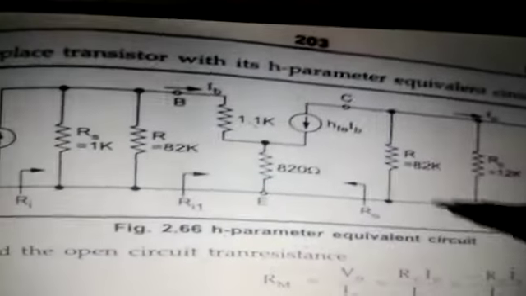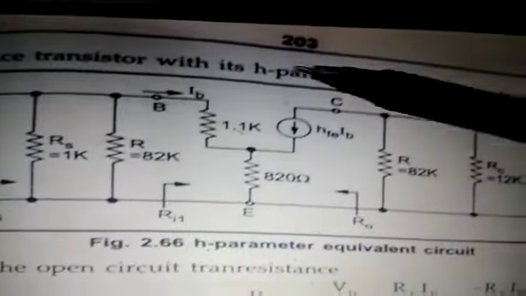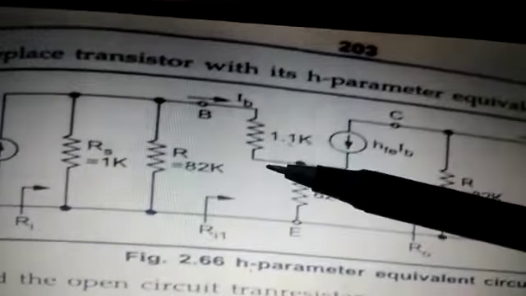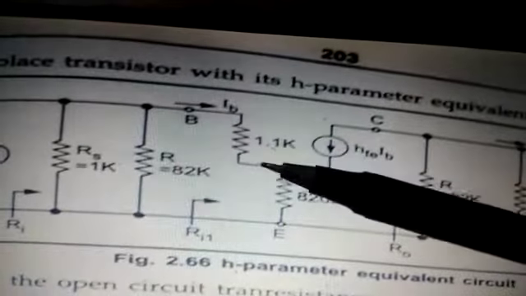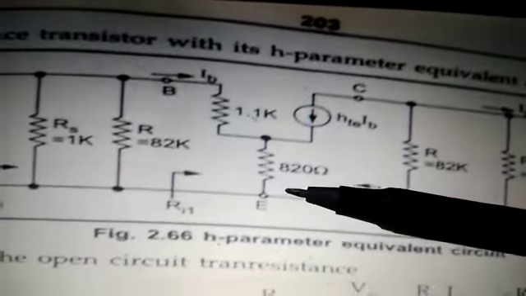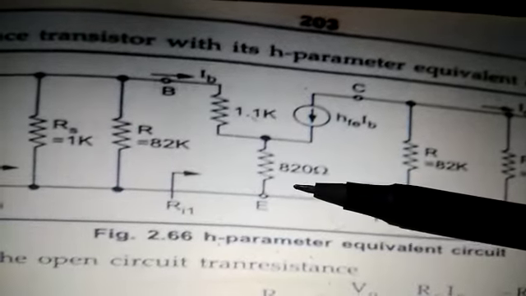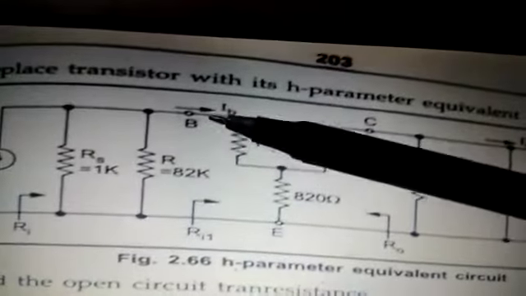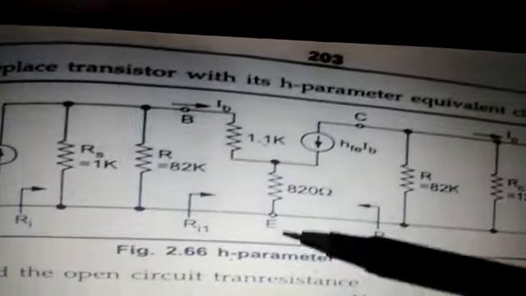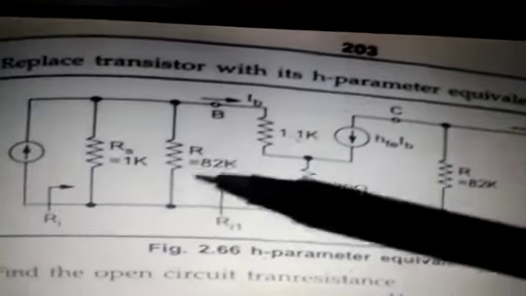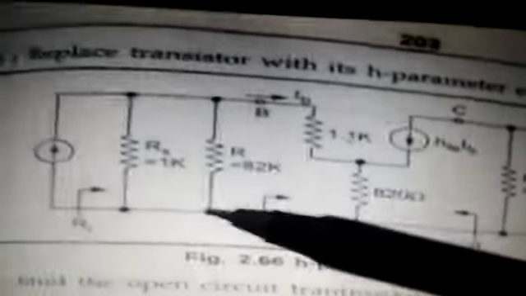Now let us go for the H parameter equivalent circuit. In similar fashion we can draw the H parameter as in last problem we did. This is the H parameter equivalent model of a transistor. This is given HIE 1.1 kilo ohm. This is the emitter resistance 820 ohms, and this is current source HFE into IB. This is base, this is collector, and this is emitter. So this is the internal H parameter model, and these are the external resistances connected.